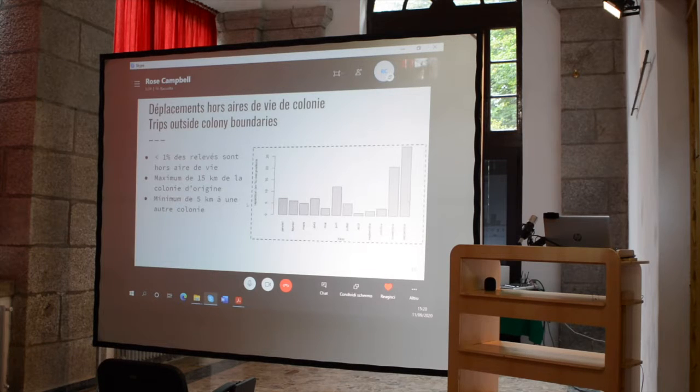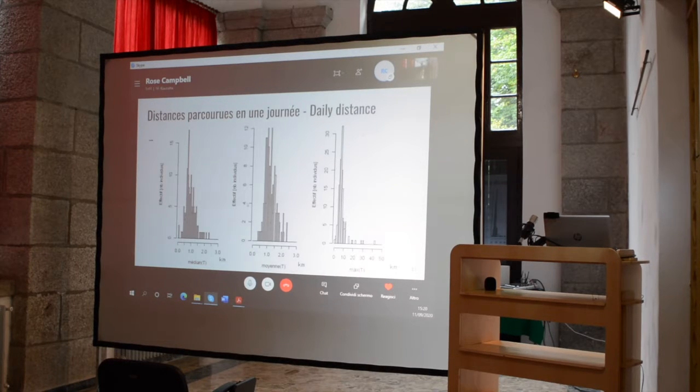The second most important parameter we looked at was distance. Typically using the distance traveled midday. So in this figure, we're looking at median, average, and maximum distance traveled for all the individuals. We find that most individuals travel less than 1 or 2 kilometers in a day. Maximum distance is around 10 times that of the average distance and can be as high as 40 kilometers for certain males.